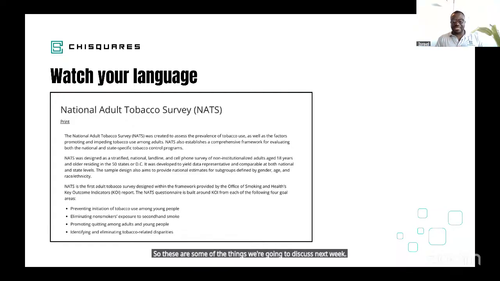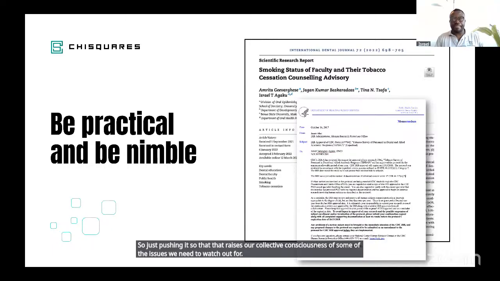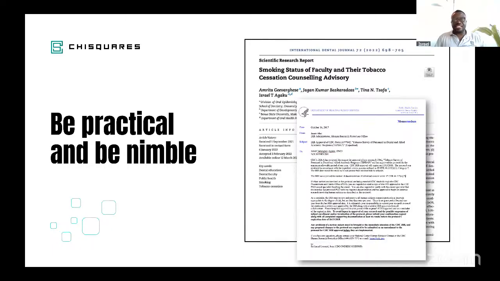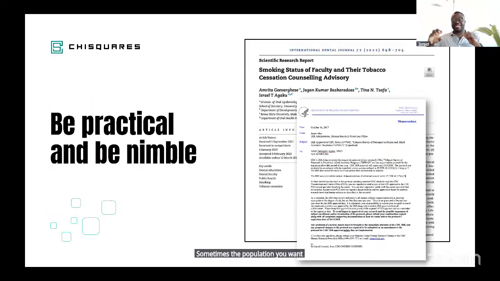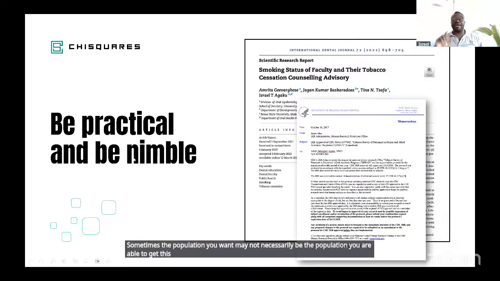So I'm just putting this out so that it raises our collective consciousness of some of the issues we need to watch out for. So we obviously need to be practical and nimble when we're designing a surveillance system. Sometimes the population you want may not necessarily be the population you are able to get. This is just an example.